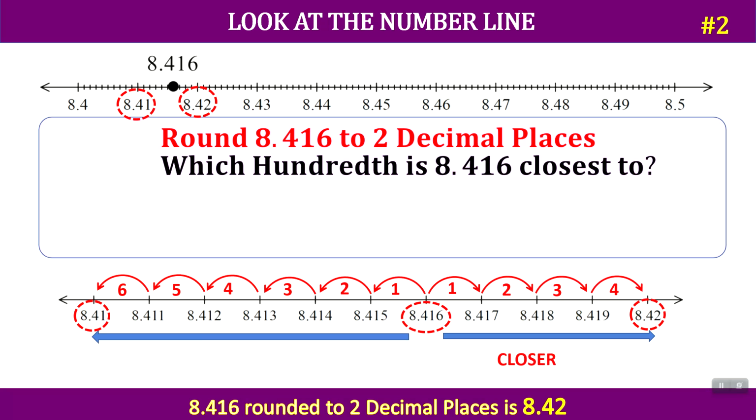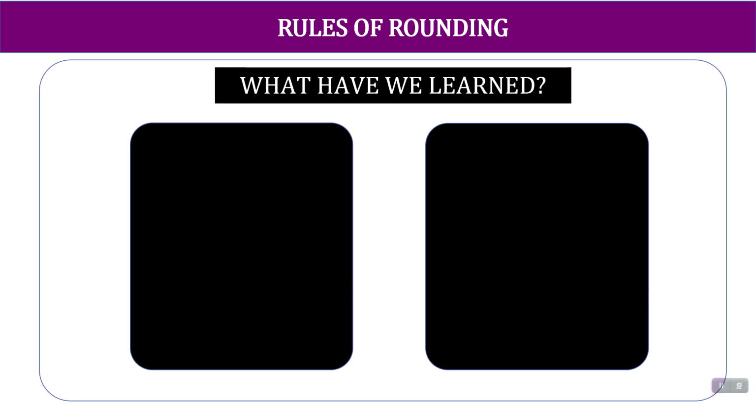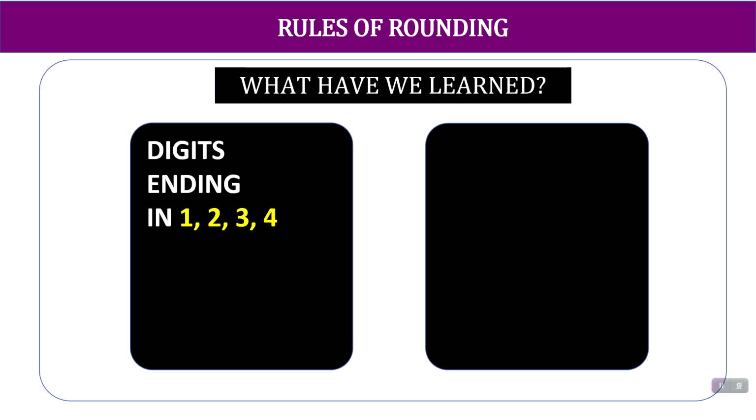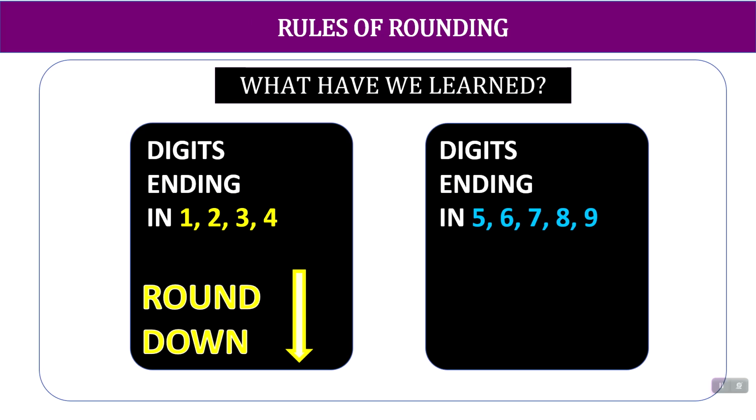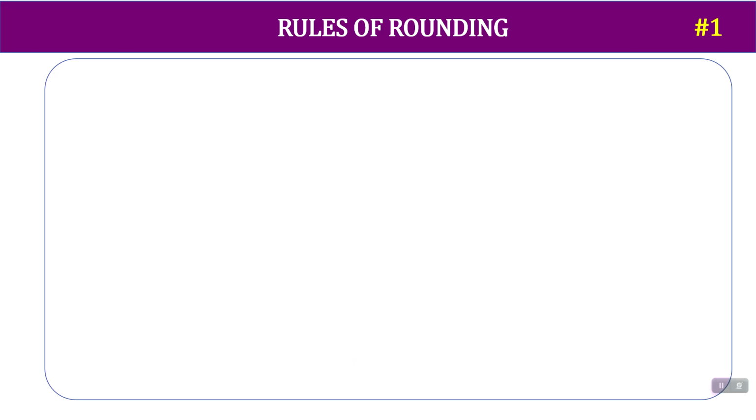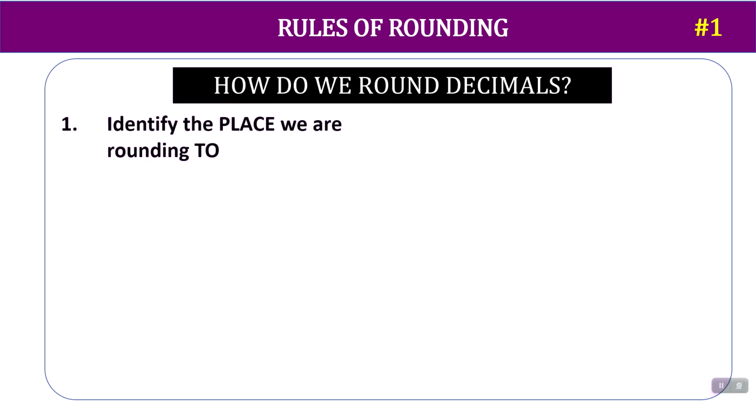But sometimes this is difficult to know on the number line which two numbers it falls between. And if we look at the rules of rounding, what we've learned already, we know that digits ending in 1, 2, 3, or 4, we tend to round down. And digits ending in 5, 6, 7, 8, or 9, we round up. And in decimals, it is the same thing. But let's look at the steps that it takes instead of looking at the number line when we are given a decimal number, how we can easily identify how to round it to one or two decimal places.